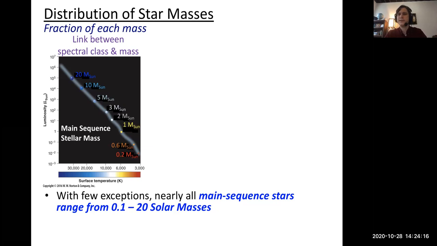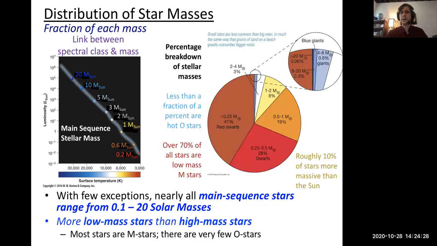And more than that, besides just defining the range, it'd be good to know, okay, how many stars are less massive than the sun and how many stars are more massive than the sun? What is the distribution of masses? Are there a lot of high mass stars, or are there few low mass stars? And we can go ahead and do that. This is just a graphic, but this is the breakdown of the masses of stars.